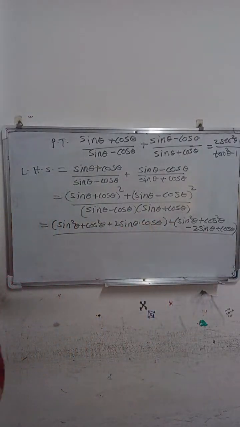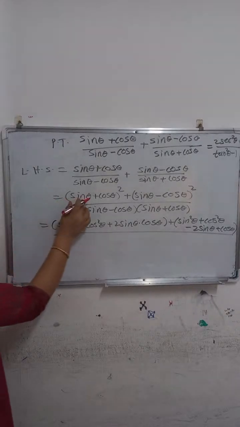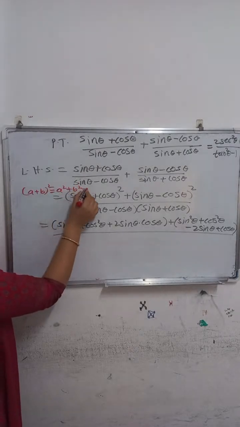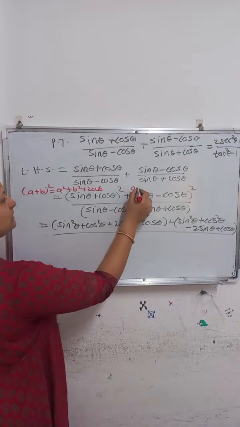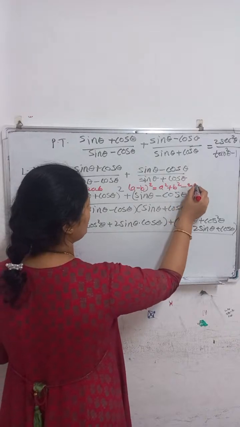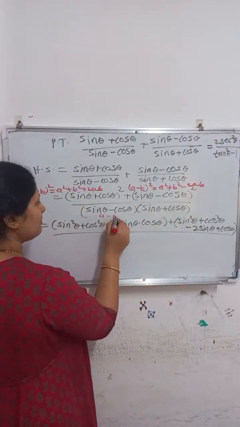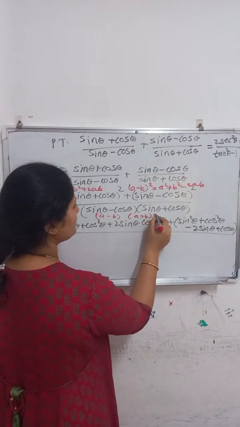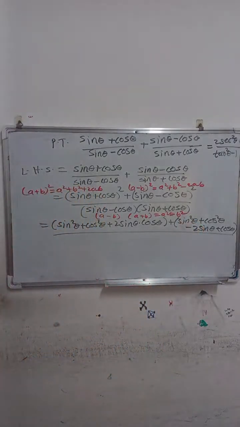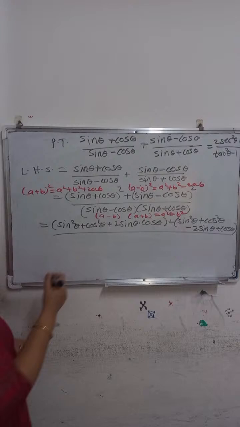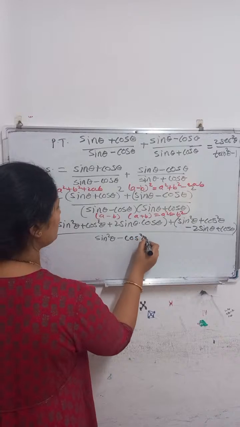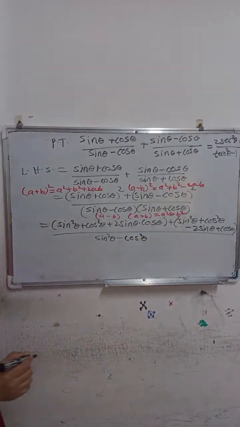So here I will write down the identities. For this I use (a plus b) whole square as a square plus b square plus twice ab, and for this (a minus b) whole square is a square plus b square minus 2ab. And (a minus b)(a plus b) is equal to a square minus b square. Getting? So these identities I am using here. So this will become sin square theta minus cos square theta. Can you get up to here?